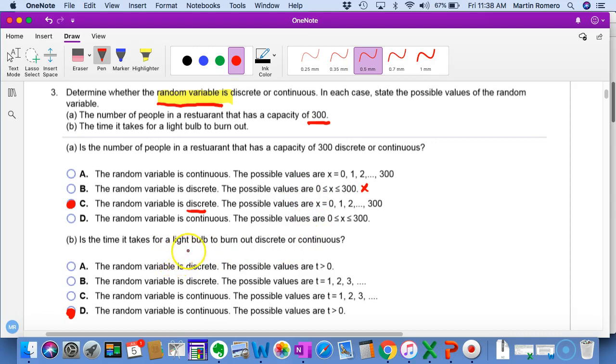And how about the time it takes for a light bulb to burn out? Is that discrete or continuous? That would be a continuous variable, since the time it takes, we don't know how long it's going to be, and it can happen at any moment, and because of that, all the possible values would be any time greater than 0, and so that would be a continuous random variable because the time can happen at any moment, and that's different for the number of people. That's like a whole number, and so that's the difference between that discrete and continuous.